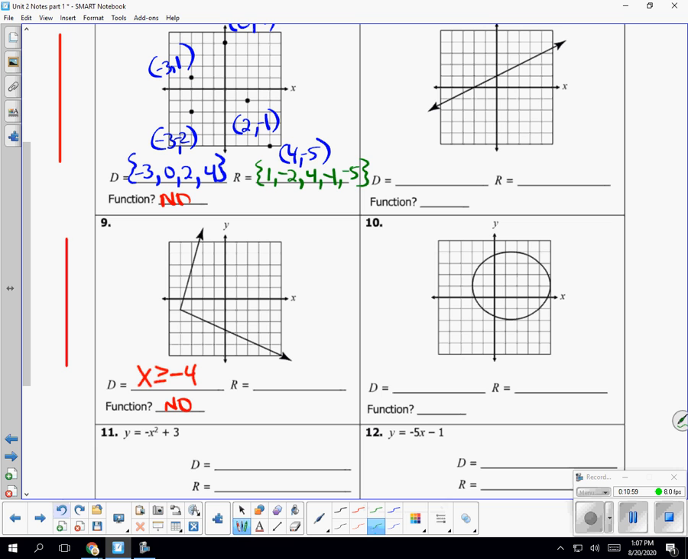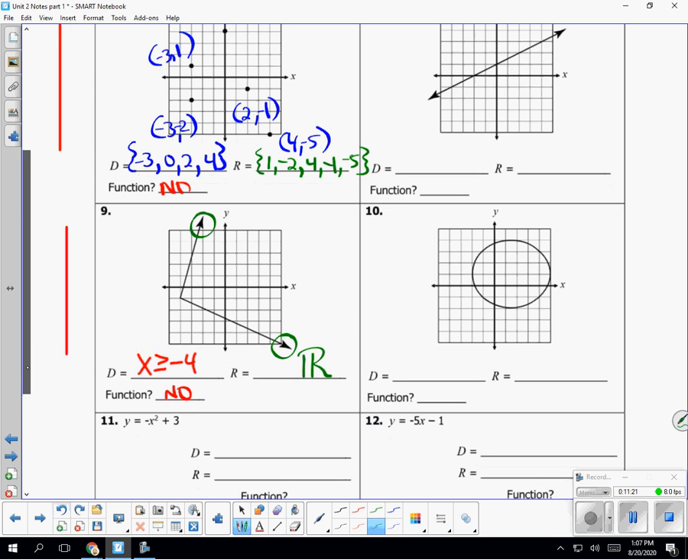Is my graph going continually up forever? Yes, it is. Is it going continually down forever? Yes, it is. Okay, since it's going up and down, we can say that the range is all real numbers. All of the y values from here to infinity will be used in this graph at some point.